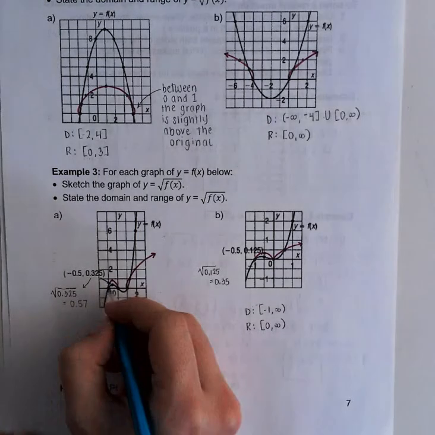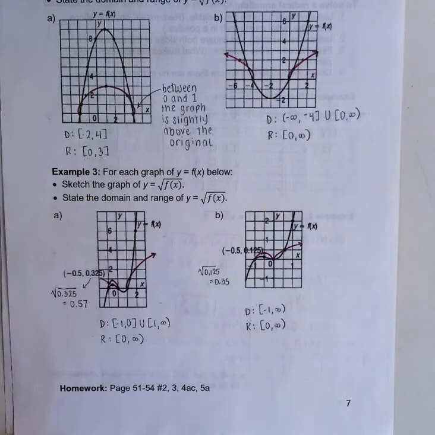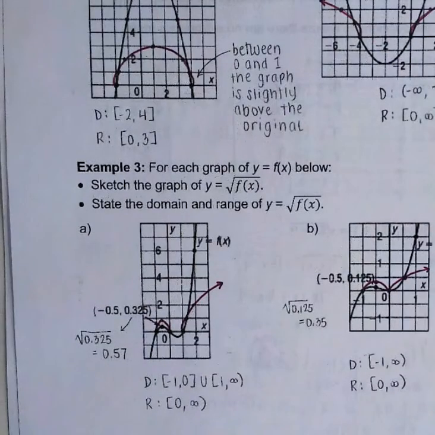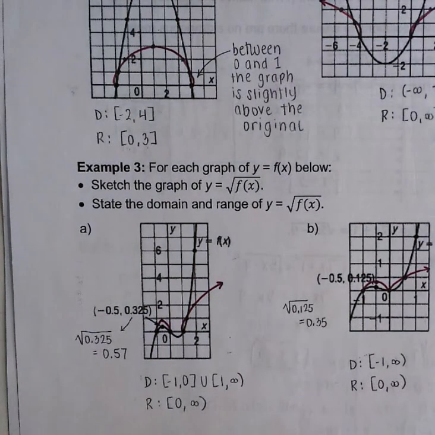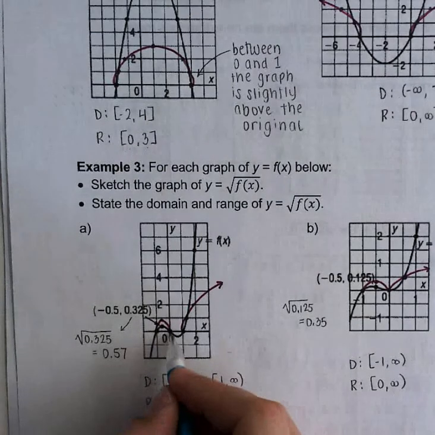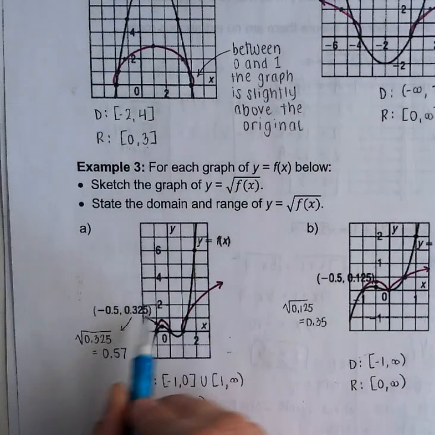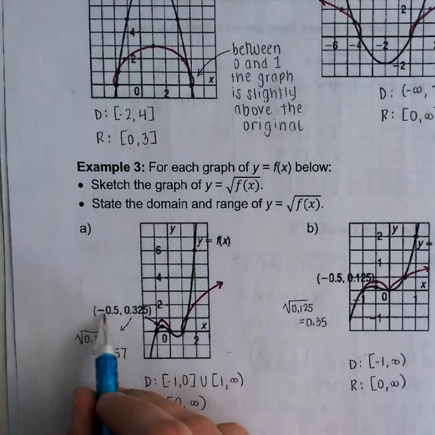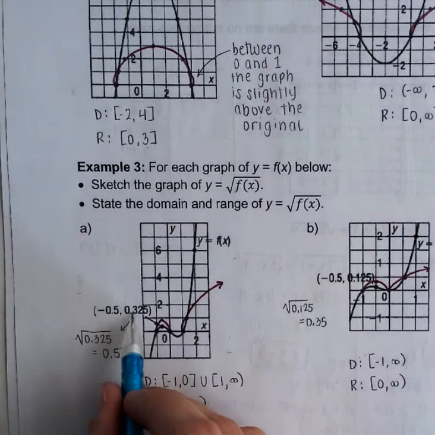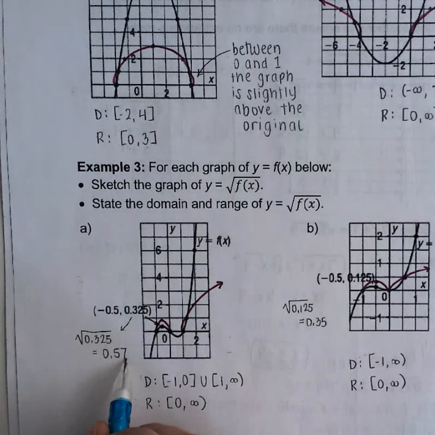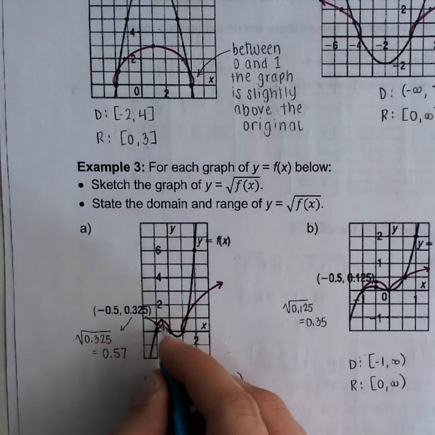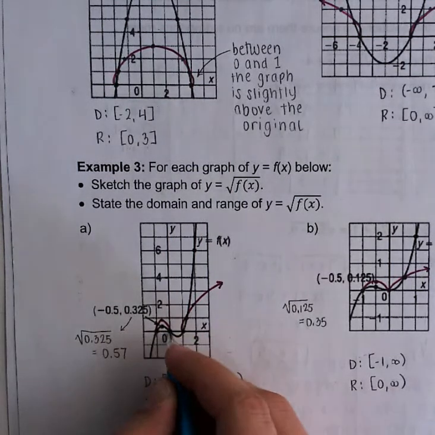In between here, and it's really hard to see, I'm going to zoom in the video just a little bit. You have some y values here that are really quite small. You'll see that I've marked one here at -0.5. The y value is 0.325. When you take the square root of that, you get 0.57. So you'll notice that my graph in between these 2 points here goes slightly above the original. So that's one piece of this graph.